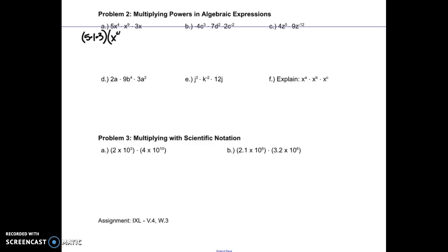So x to the 4th times x to the 9th times x. And again, there's an invisible 1. Again, that's going to help when we add. So 5 times 1 times 3 is 15. And then 4 plus 9 is 13, plus 1 is 14. So 15x to the 14th.